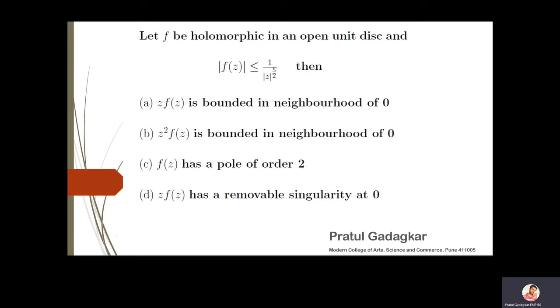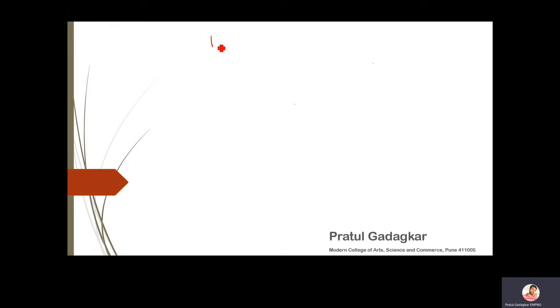Okay, so in this question, we are given that the function is holomorphic in an open unit disk, and the condition on the function is mod f of z is less than or equal to mod 1 upon mod z raised to 5 by 2. So I will write it on the next page. So that condition, mod f z is less than or equal to 1 upon mod z raised to 5 by 2. In such a case, what is the standard trick that we do?